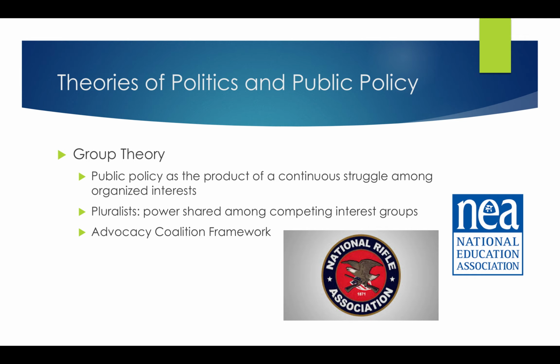The advocacy coalition framework is a framework within group theory that argues that policy change can occur over time as each coalition uses its resources to change the views or policy beliefs of policy actors. This framework focuses on the interactions of competing advocacy coalitions within a policy subsystem.